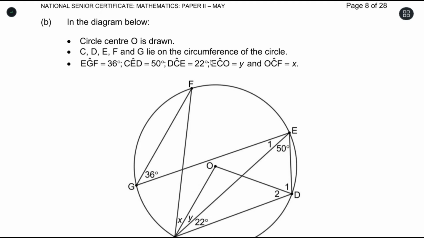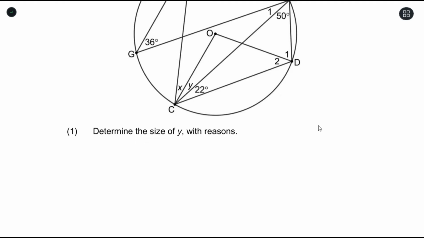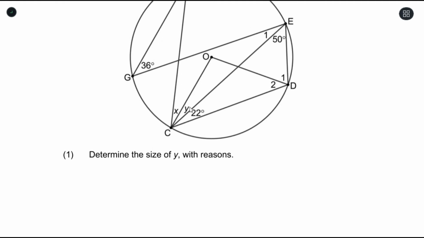F, and G lies on the circumference of the circle. We're told here that EGF is equal to 36 degrees, CED is equal to 50 degrees, DCE is equal to 22, ECO is Y, and OCF is X. Now, each and every one of this information is on our diagram over here. So the first one was to calculate the value for Y, right? We're trying to get this Y value.